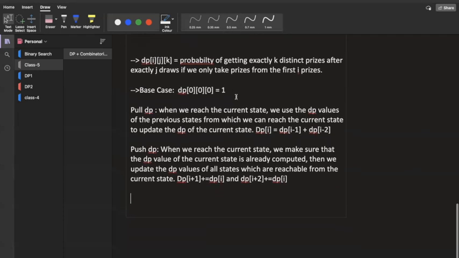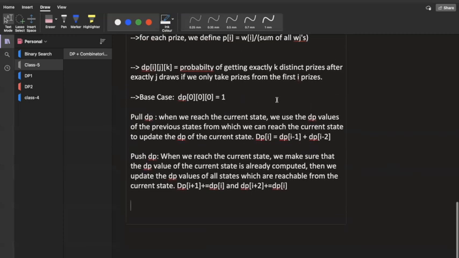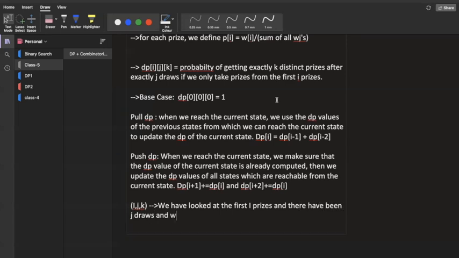All right. So now let's look at the transitions. Let's say we are at the current state i, j, k. We have looked at the first i prices, and there have been j draws, and we have got k distinct prices. So now we will look at the i plus 1th price.